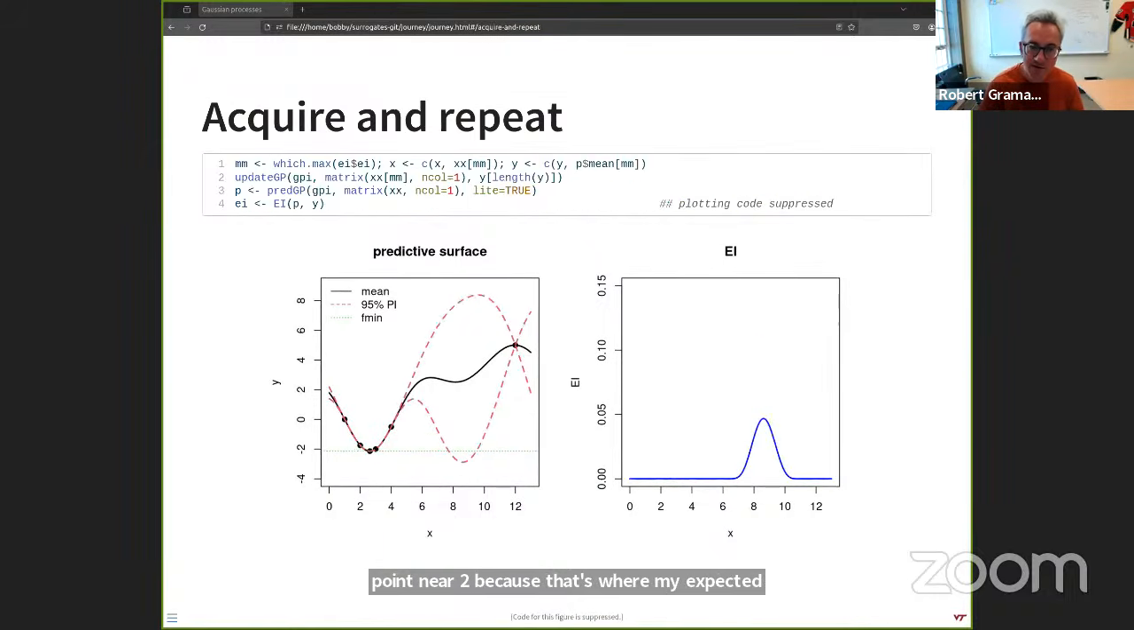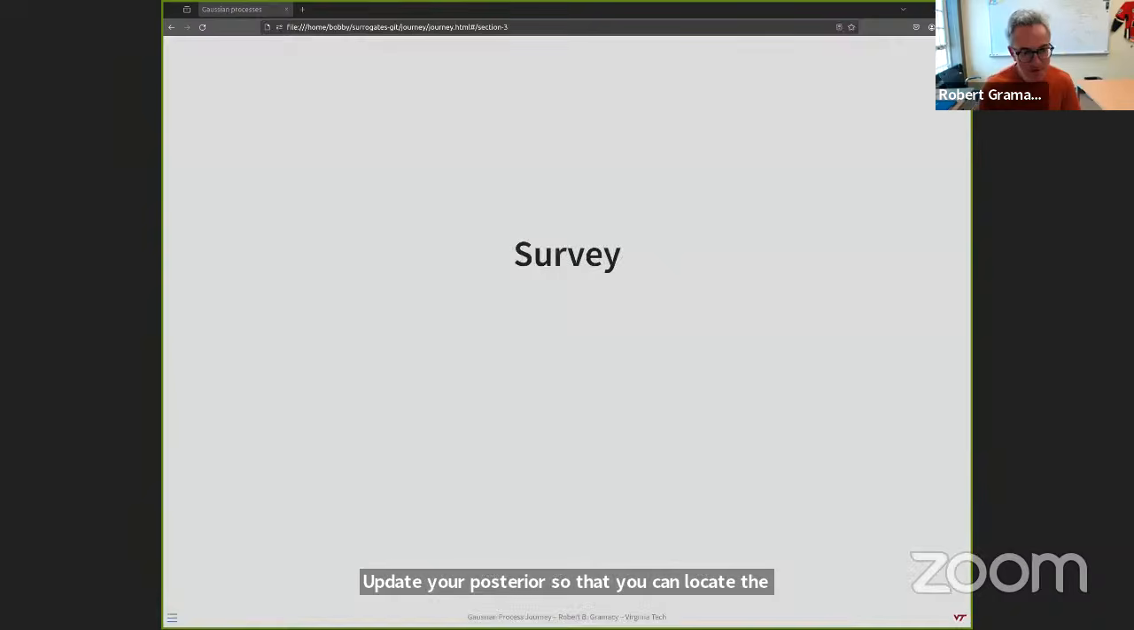And when I do that, that squashes down my expected improvement near 2, and so my next acquisition will probably be near 8. And the idea is that you would repeat that. I don't have any more slides on it. I just have that one. But the idea is that you turn that crank over and over again, making a recommendation based on your posterior analysis about where to train next to update your posterior so that you can locate the location of the minimum. Okay. So that's the first third of my talk, an overview of Gaussian process regression and my favorite application.